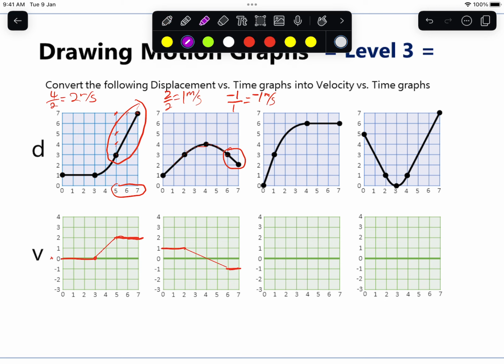Oh, you know what? I have a pointer. Where's my pointer? My highlighter pointer. Where are you? I think, is it this one?